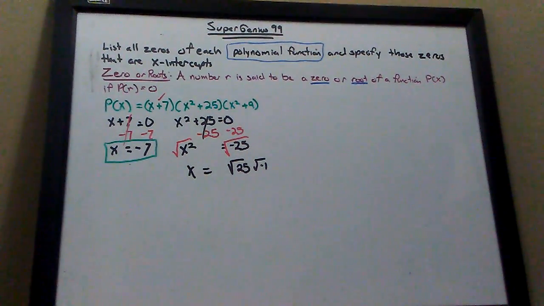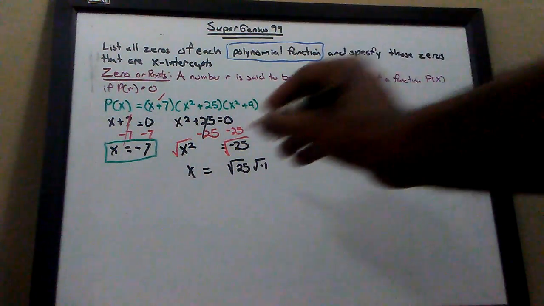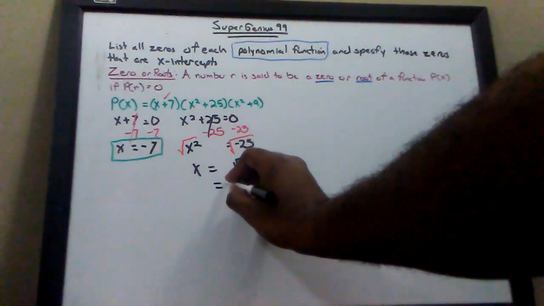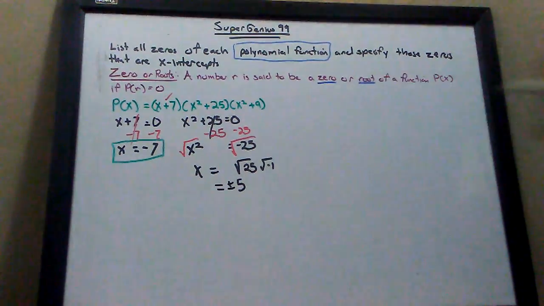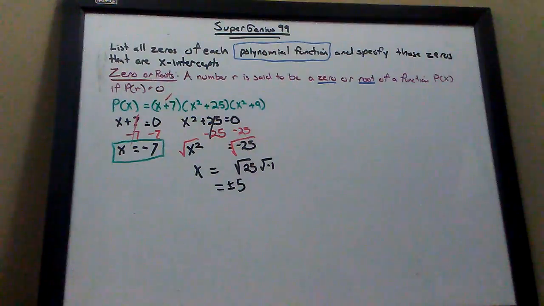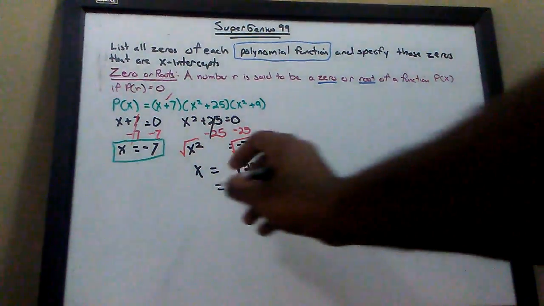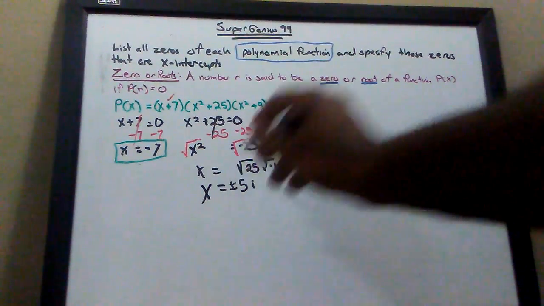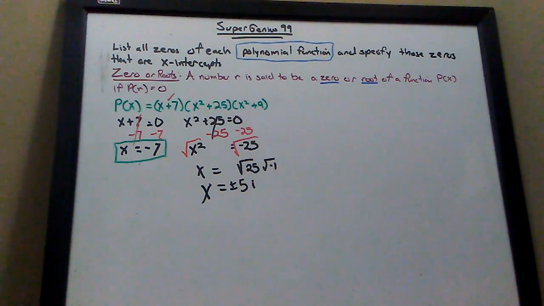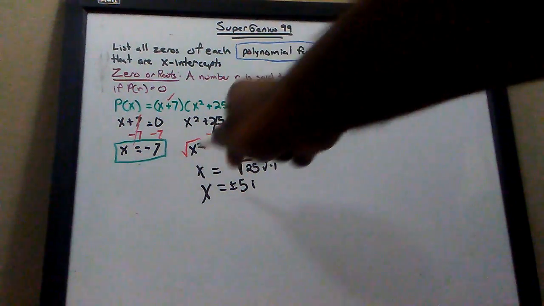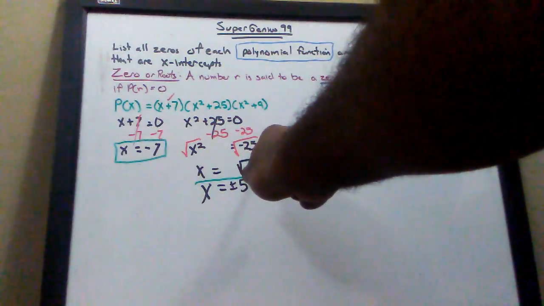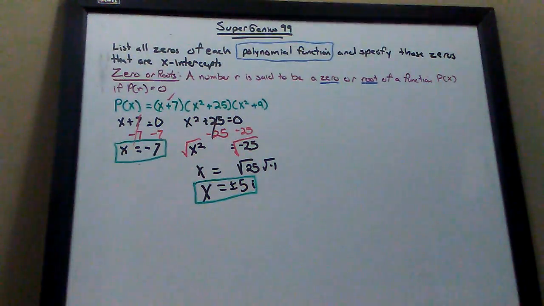Okay. So then square root of 25 is just plus and minus 5, and then the square root of negative 1 is an i. So x equals plus and minus 5i. Let's put that in the green box. Okay, so we did the second one.